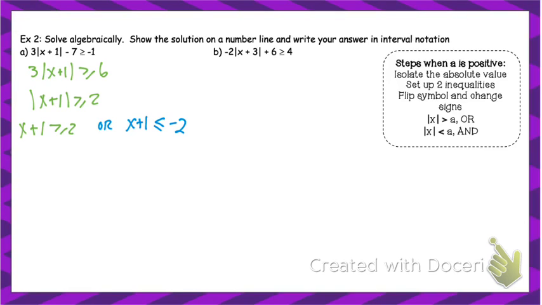So then we're going to go ahead and solve both of these. So I get x is greater than or equal to 1, and I get x is less than or equal to -3. So since this is an or situation, either of these things can be true. So I'm going to go ahead and plot this out on a number line. So here's -3.